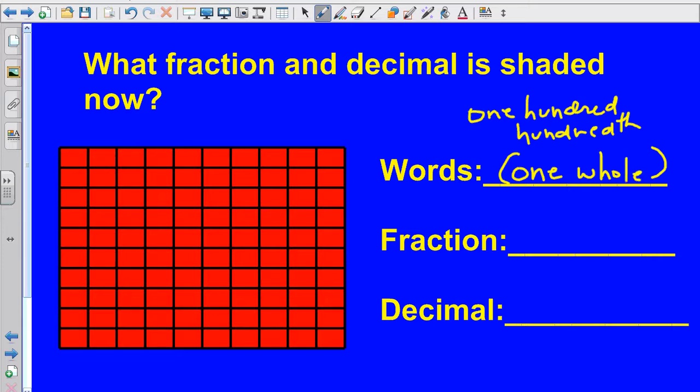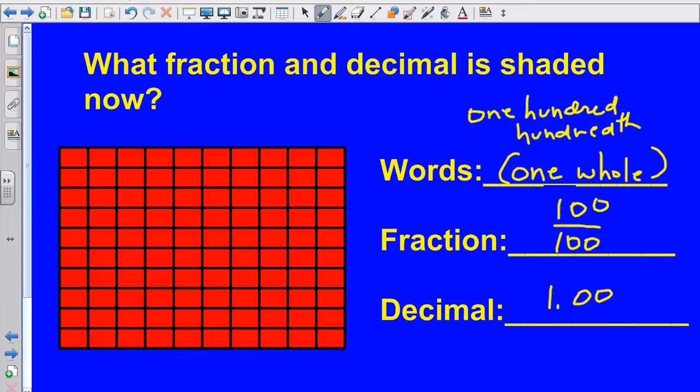All right, as a fraction now, you have to have as a fraction. Ethan? Fraction. 100 over 100. Now, the tricky one. Leon? 1.00. All right, no, we're not done yet.